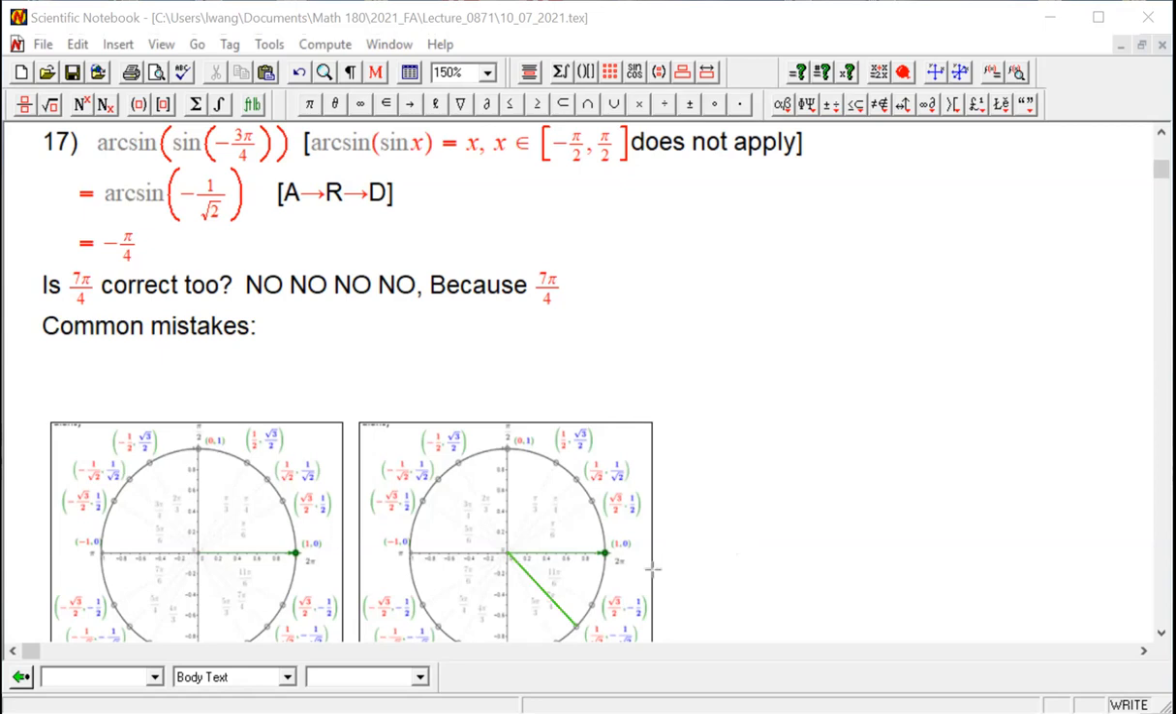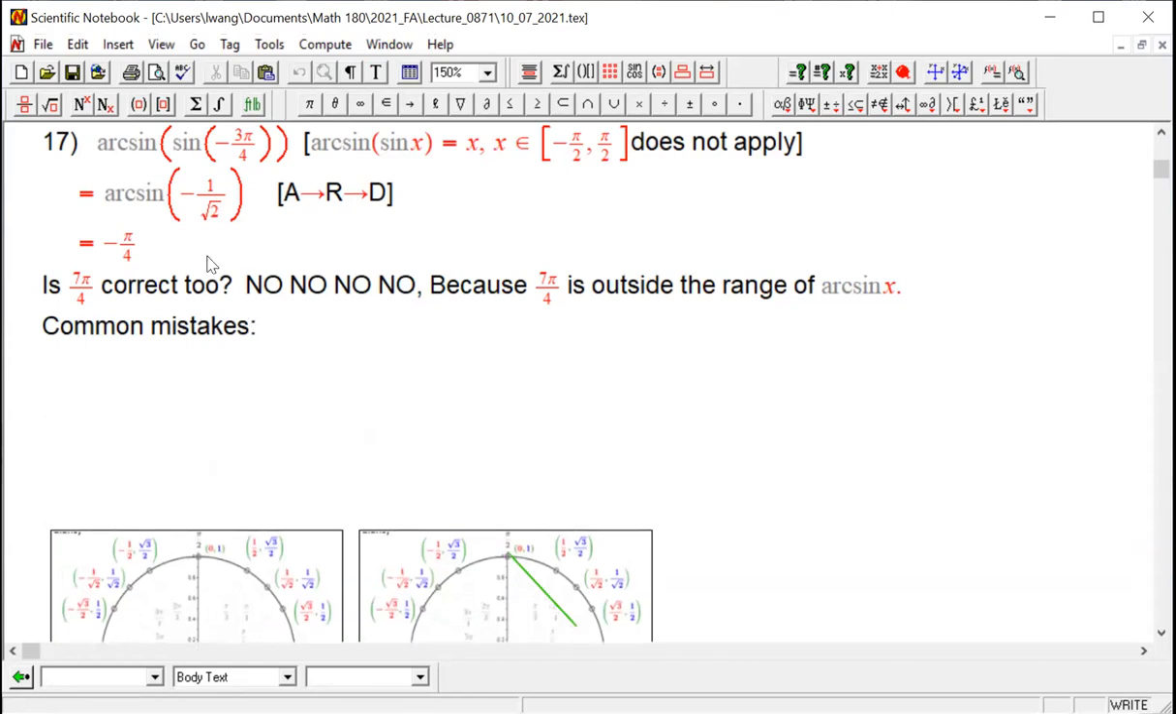Did you guys get it? The answer has to be unique. What do you mean unique? One and only. Is that clear? Because 7 pi over 4 is outside the range of ArcSine. Is that clear? In fact, that's a very common mistake.